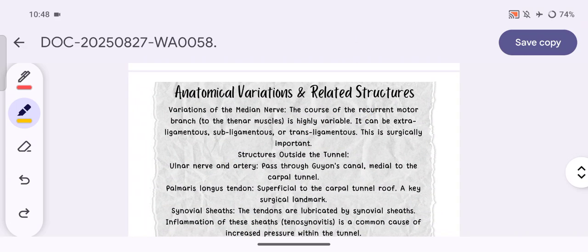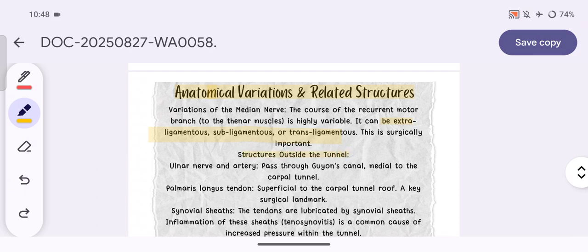Now, anatomical variation and related structures. The course of the recurrent motor branch to the thenar muscles is highly variable. It can be extraligamentous, subligamentous, or transligamentous. And this is surgically important.